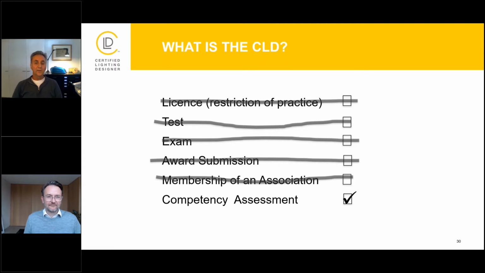What it is, though, is a competency assessment. It's an independent measurement of competency against standardized criteria. It shows that you've been independently assessed and you've demonstrated the standards expected of a competent professional lighting designer.